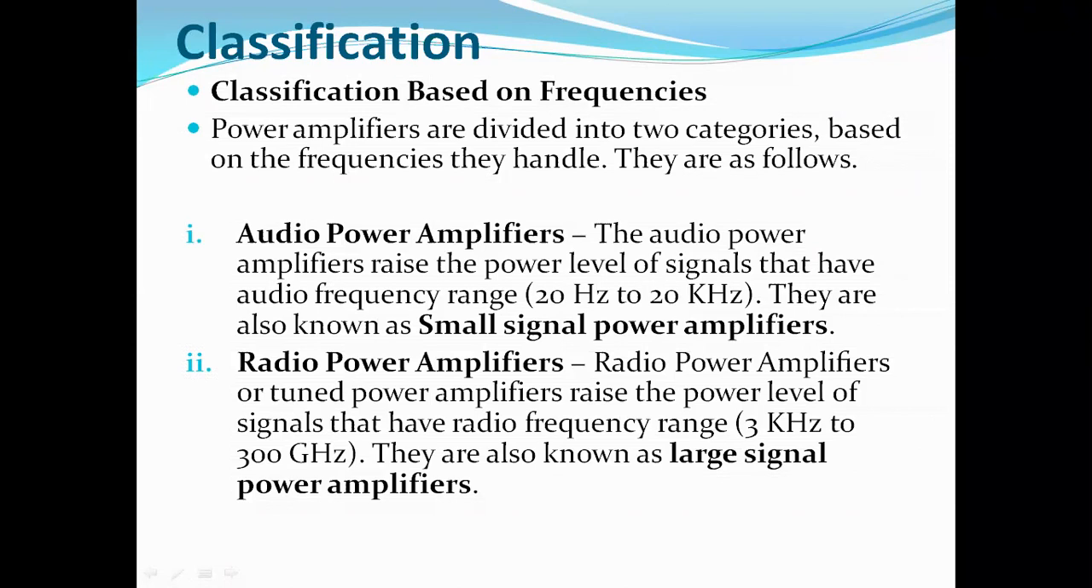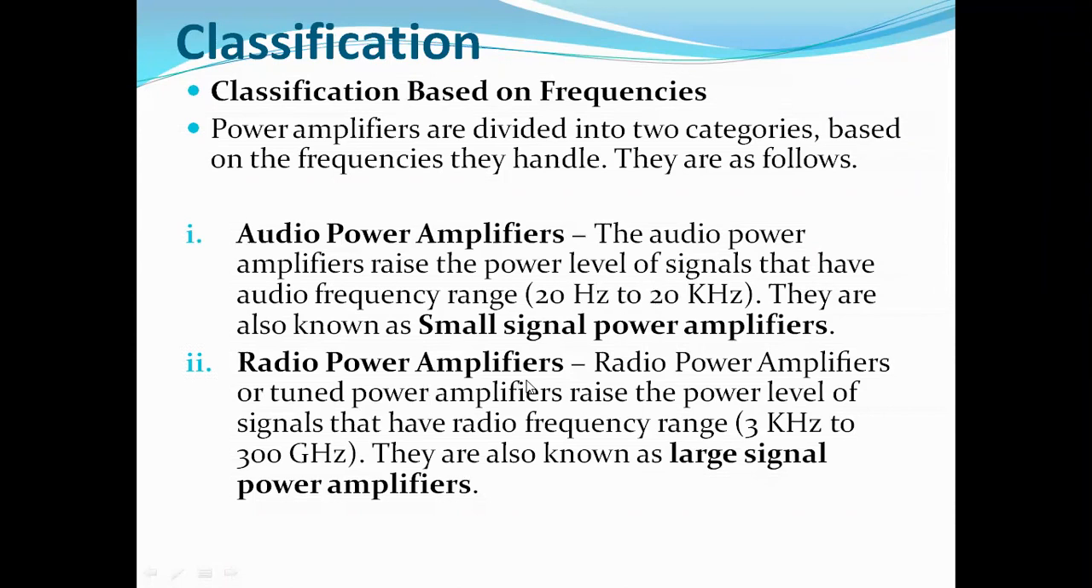The audio power amplifier raises the power level of signals that have the audio frequency range. It raises the power level of signals that have the frequency range of 20 Hz to 20 kHz. Those power amplifiers are known as audio power amplifiers. So it is in the range of 20 Hz to 20 kHz.